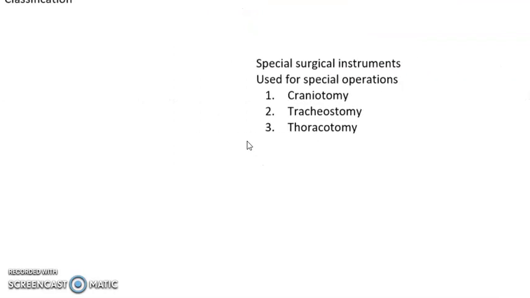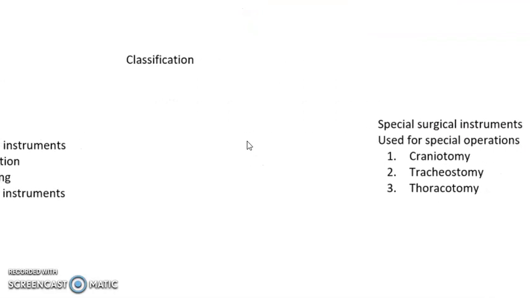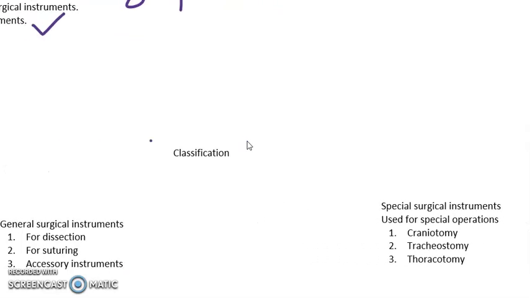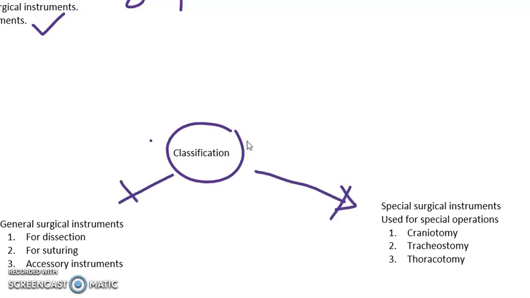So we have two main classifications of instruments, and these two classifications are as follows. You have special instruments, and you have general instruments. General instruments are instruments that you use for any other operation, which means that if you have to do a thoracotomy, you need a general instrument. If you're going to do an abdominal surgery, you need general instruments. If you're going to open and drain an abscess, you will need general instruments.